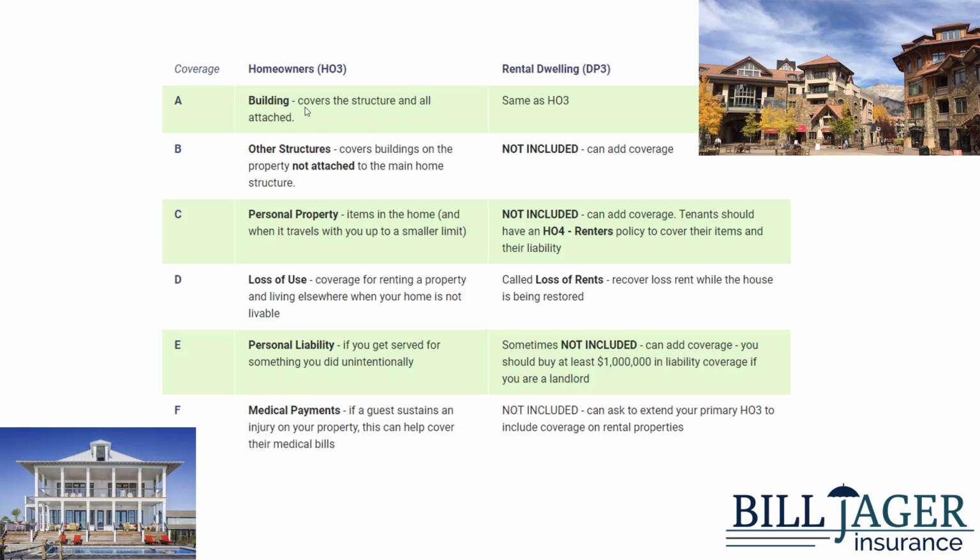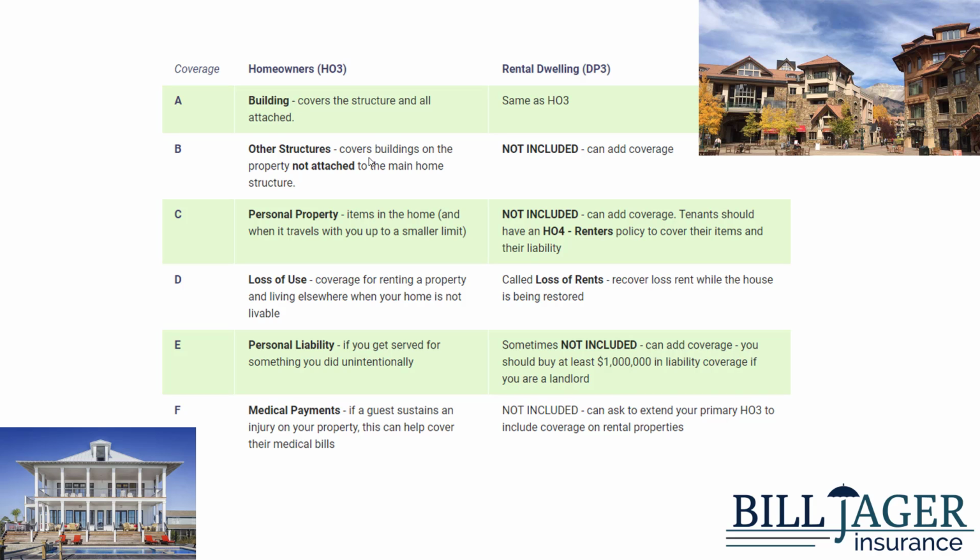But as far as the building is concerned, the structure and everything attached at your home is covered. Same on the DP3, you'll see the structure and everything attached are included. Other structures, however, something that's detached, like detached garages, fences, those sorts of things, depends on how they're classified with each company. Some may not be included, but you can add those. So you can add that type of coverage if you're a landlord.